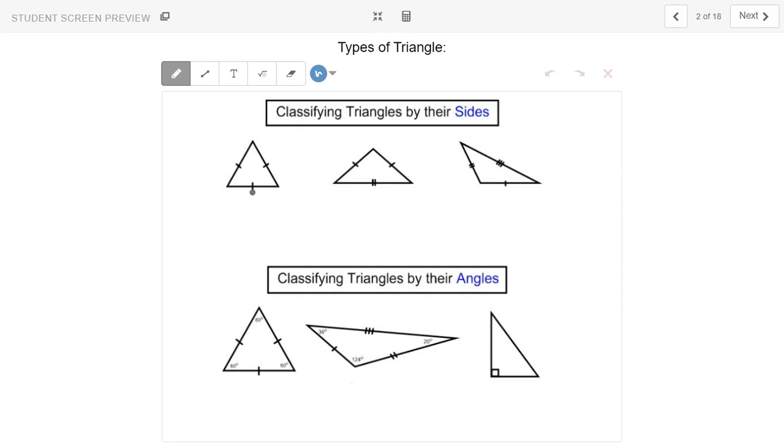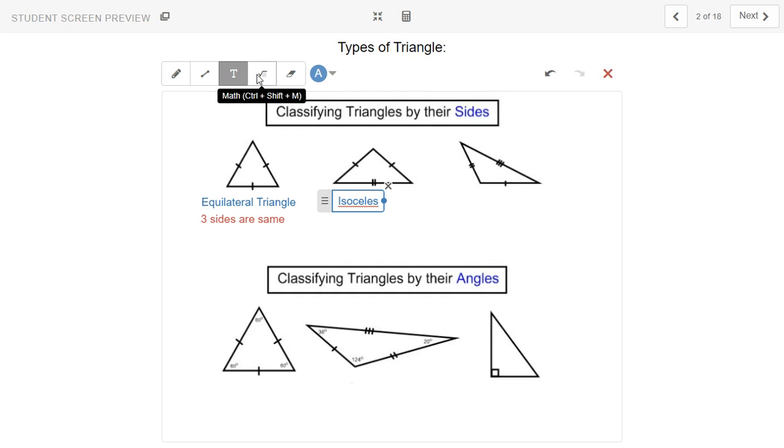The first type of triangle, if we have three sides that are the same, we call this an equilateral. So, by definition, an equilateral triangle is special because all three sides are the same. Now, when we have a triangle that has two sides that are the same, this is called the isosceles. And the key takeaway point here is we have two sides that are the same.